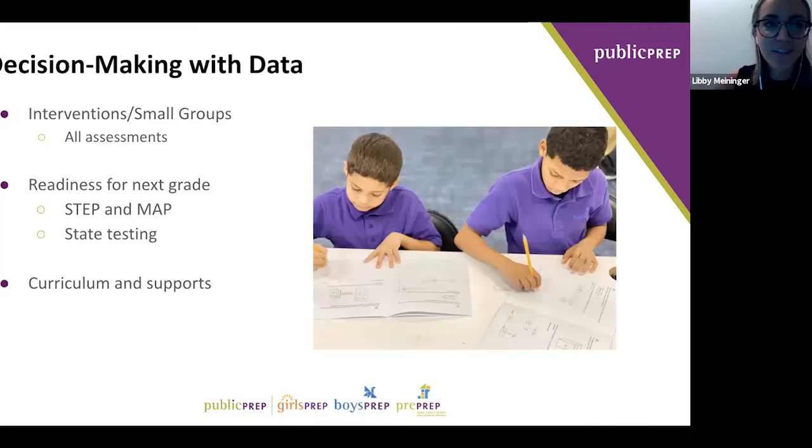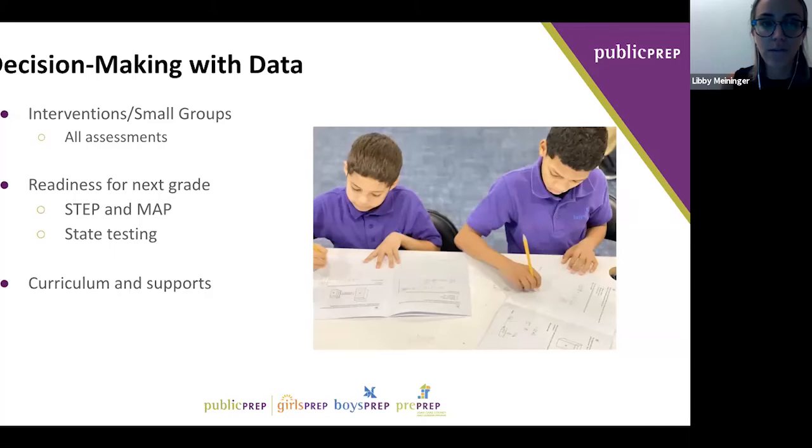Okay, so up to this point, we've covered why we assess students and the different assessments that we use. So now let's talk about what we do with that data. One really important decision that we can make with some of our assessment results, particularly with STEP and MAP, is grade level readiness. So we can look at a student's growth throughout the year, see if they're on track, or see if they need some interventions.